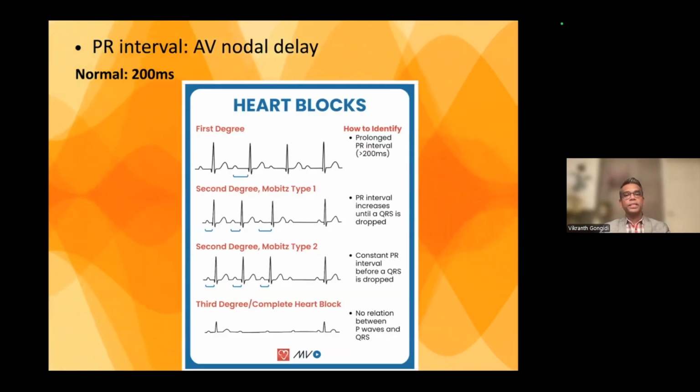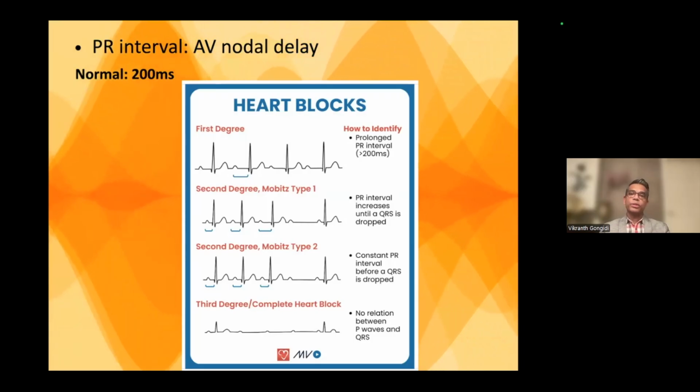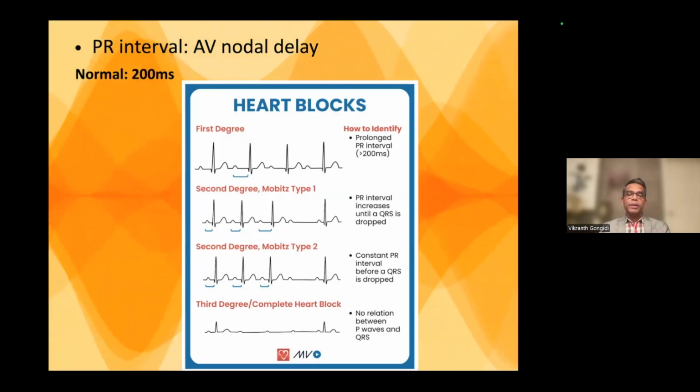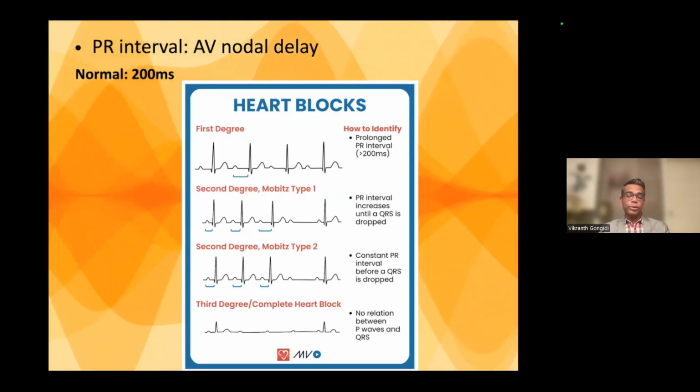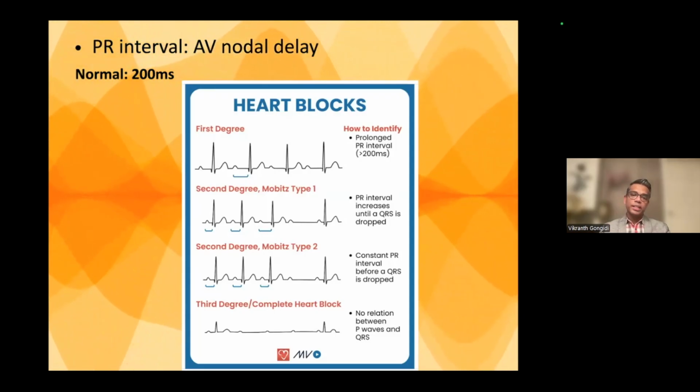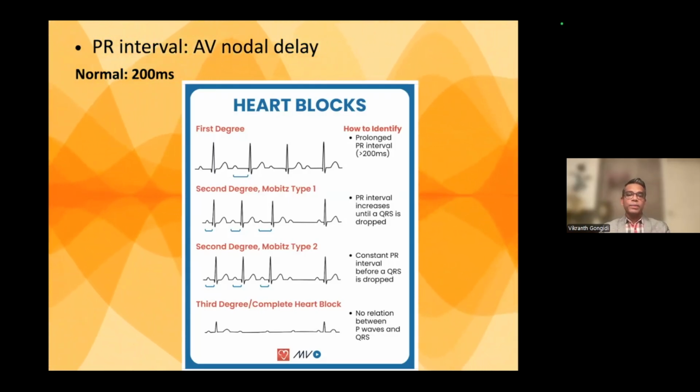The normal is again 200 milliseconds. So it's between 120 to 200 milliseconds. And anything more than 200 milliseconds is called first degree AV block. And so that's the first type of AV block. Now there are three other types, which is the second degree, and second degree is broken down into type 1 and type 2.